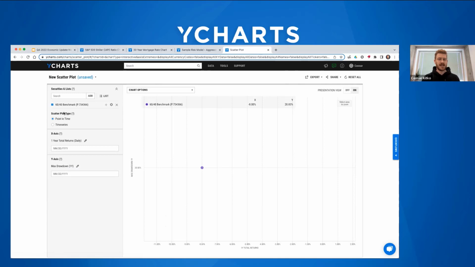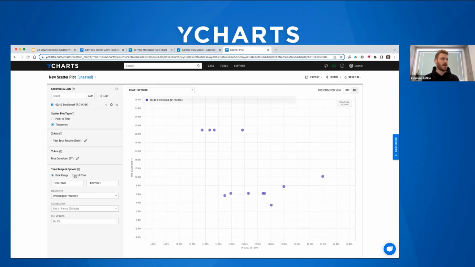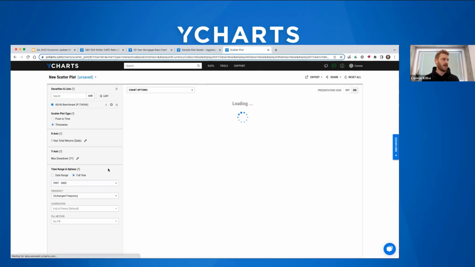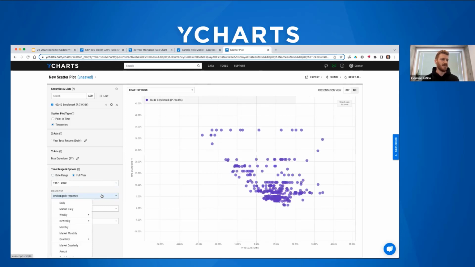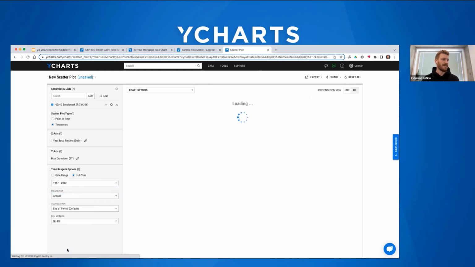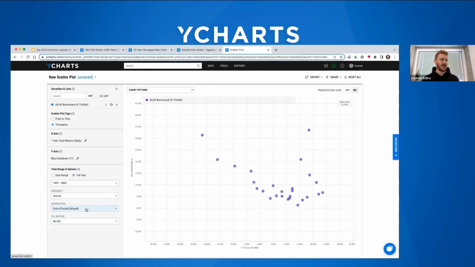And then what I'm going to do is change my scatter plot type from point in time to time series. I'm going to use a full year look back. I'm going to start in 1997 and pull this up to 2022. Click away, and that's going to refresh my chart. Give YCharts 5-6 seconds here as it loads everything up, but I'm going to change my frequency because I don't want these daily numbers. I actually want them on an annual basis. And then my aggregation is end of period, so as of the end of each year.